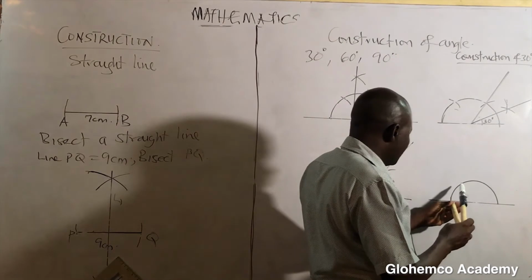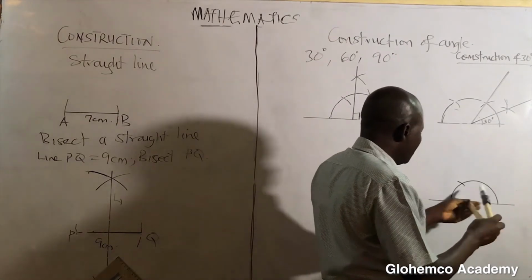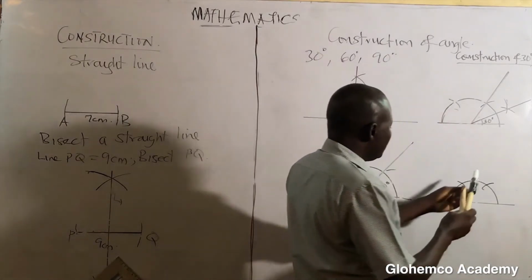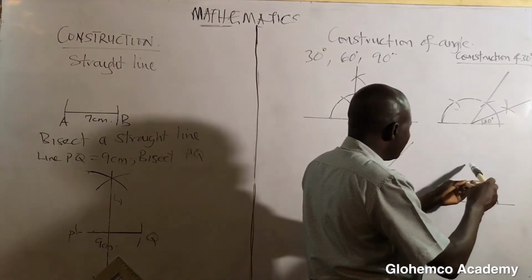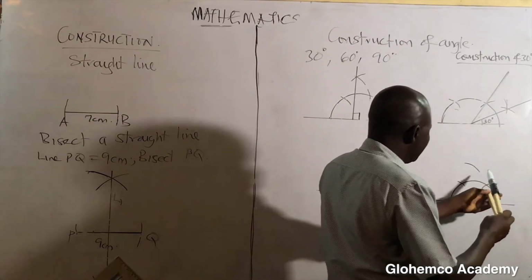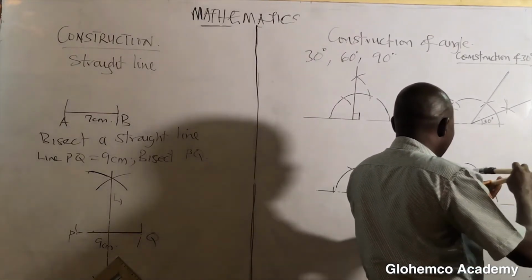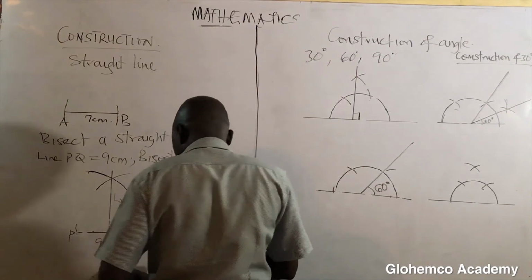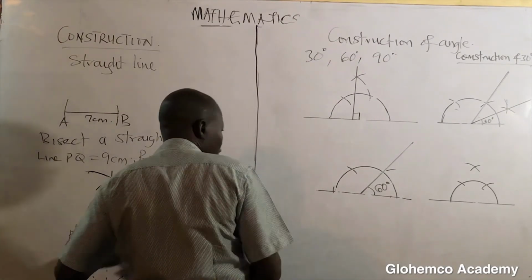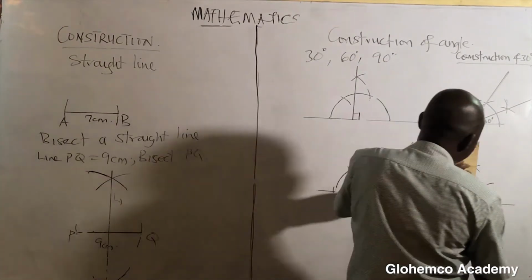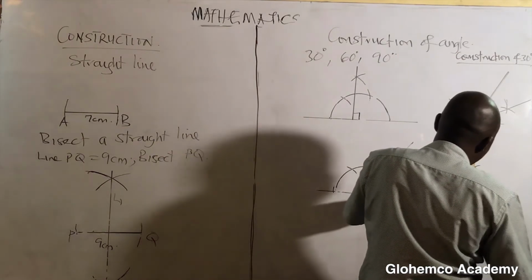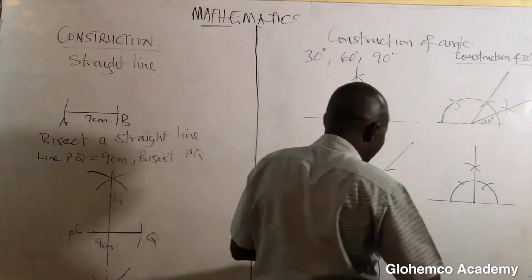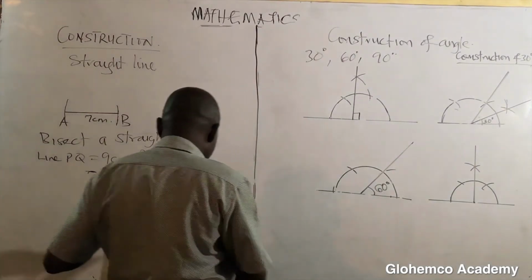From there, I said you mark an arc here. Then from here, you mark another arc. Then, taking this point, mark another one. From here again, mark another one. Where the two met, you have to construct a straight line. You draw your straight line. Then this is angle 90 degrees.